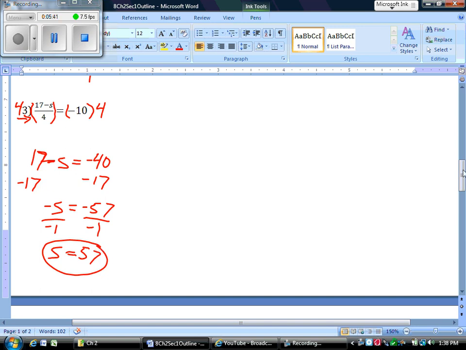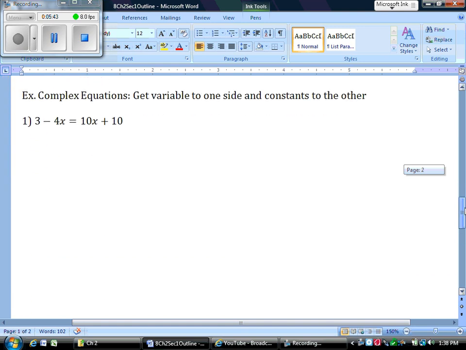Now, on the back, a little bit more complex. We have variables on each side, and we're going to have some parentheses here. Okay, these are the Algebra 1 level equations that we need to really focus on being able to solve. Okay?